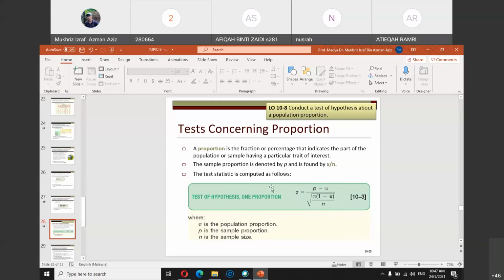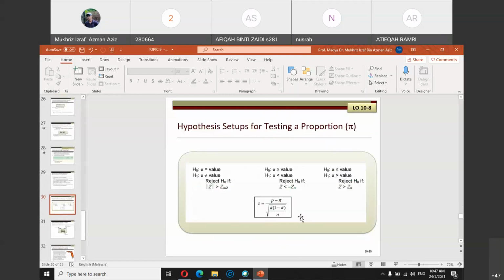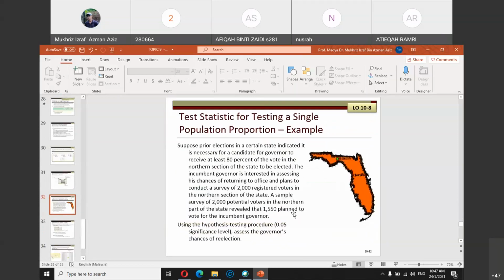So again, if you end up using proportion, the way to construct or calculate the critical value using Z is the same way as what you referred to before in the Z distribution. The only difference is the formula to calculate the Z value, instead of x bar minus mu divided by sigma over square root of n. Now you have this formula here. So the rest is the same. There is no difference between step 1 to step number 5.